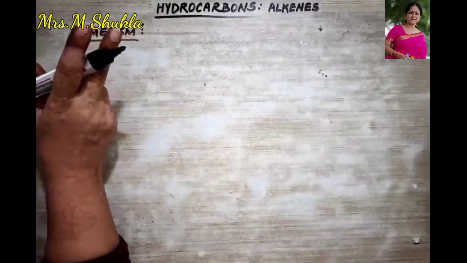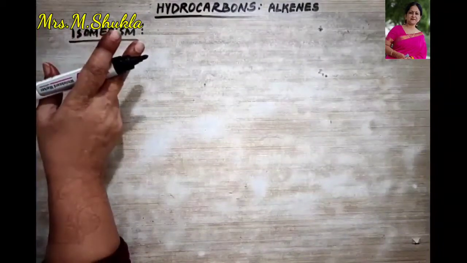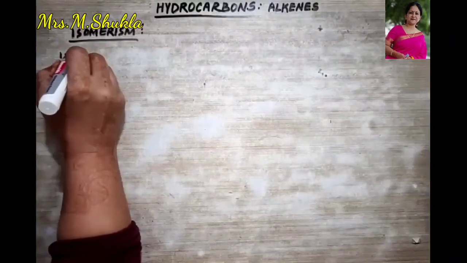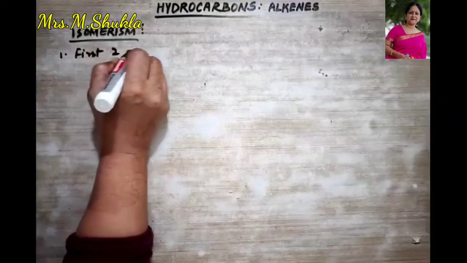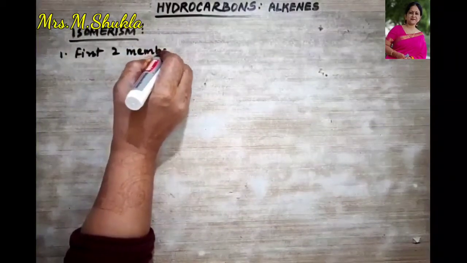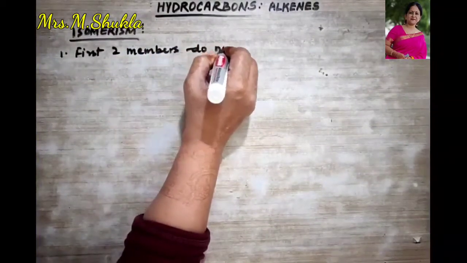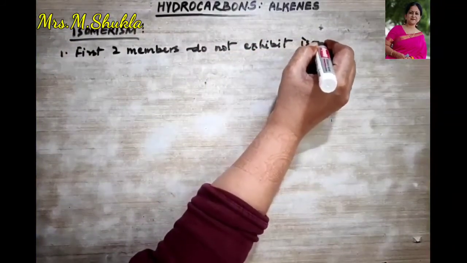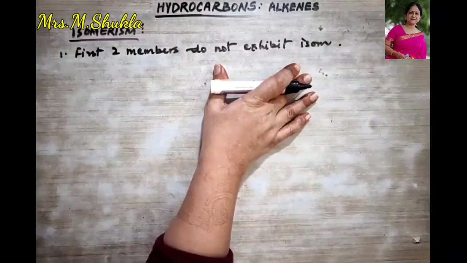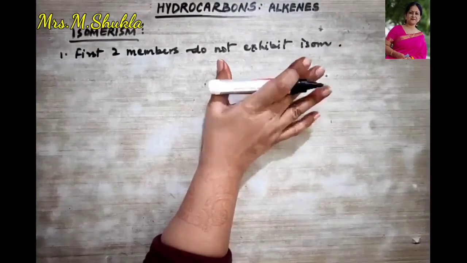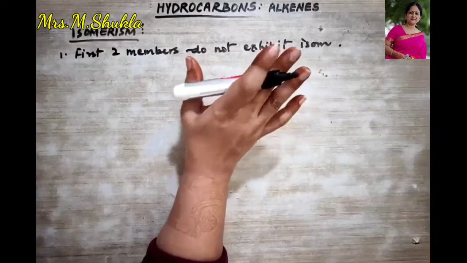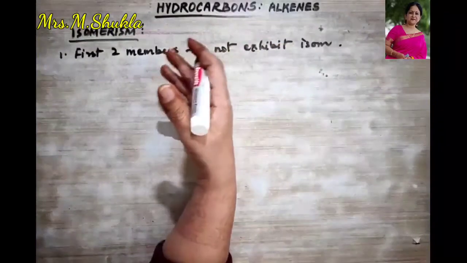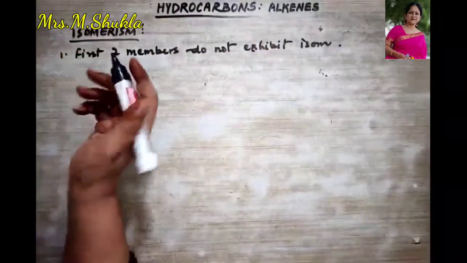The first thing you need to remember is that the first two members of the alkene family do not exhibit isomerism. Clear? Why is it so? Because the carbon atoms in these molecules can be arranged in only one distinct way. They cannot be shown in different forms, so we do not see isomerism.